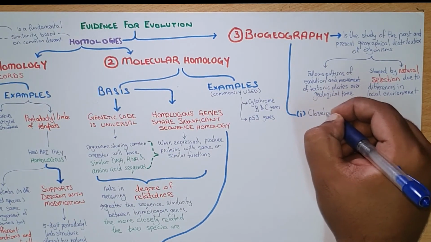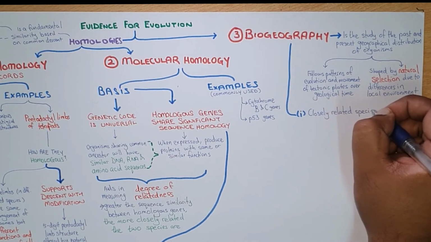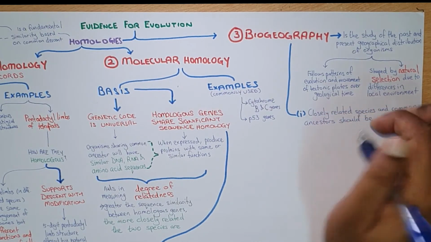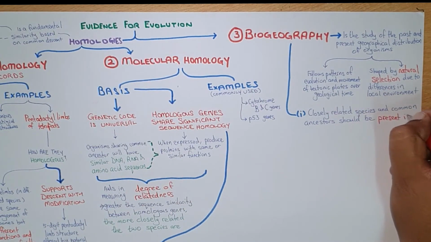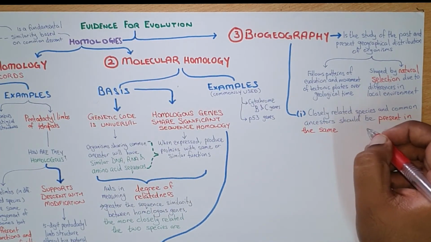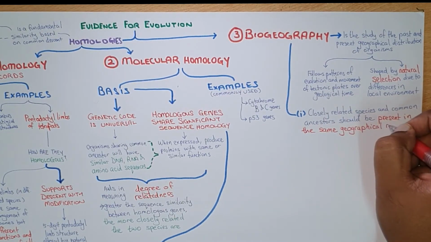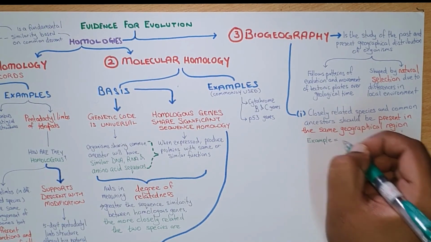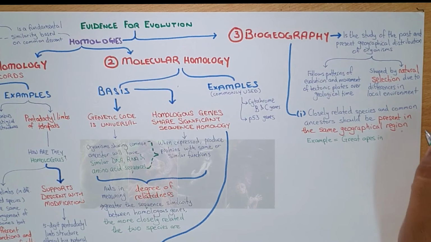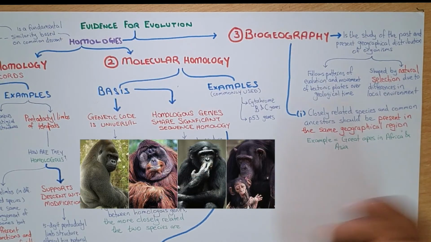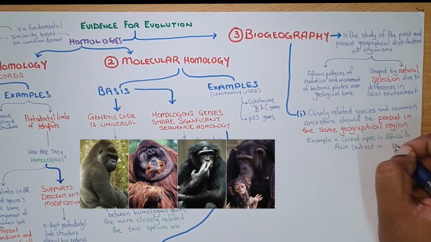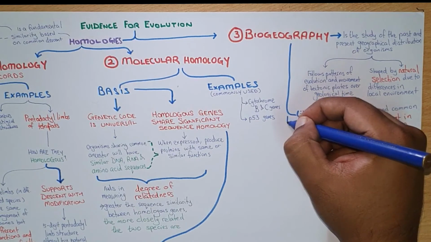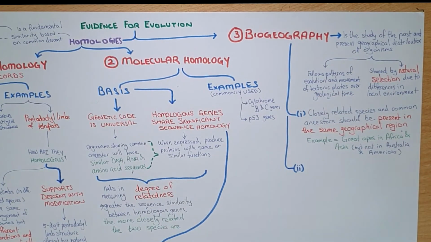The first key idea, brought about by a lot of studies and a lot of fossil studies, is that we know closely related species and common ancestors should be present in the same geographical region. So in the same geographical region, you should be able to find closely related species. There are many examples for this, like elephants and so on. But one great example is that of great apes, and they're only found in Africa and Asia, which through a lot of geographical studies, we know were actually all connected. Because of this, you would not be able to find great apes in Australia and the Americas.